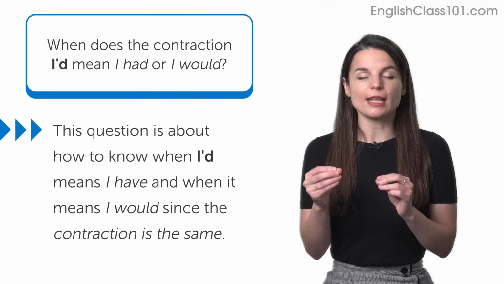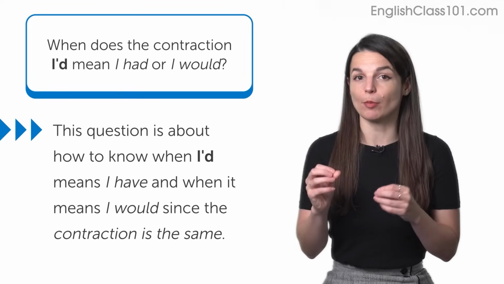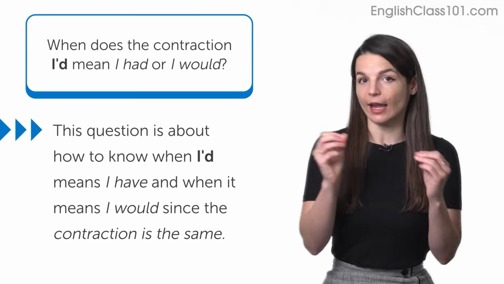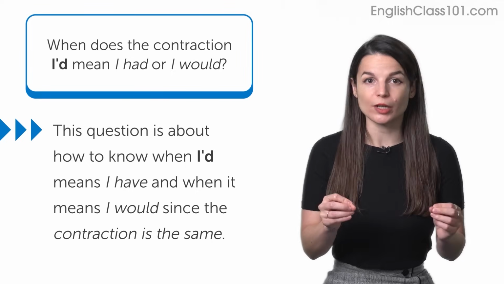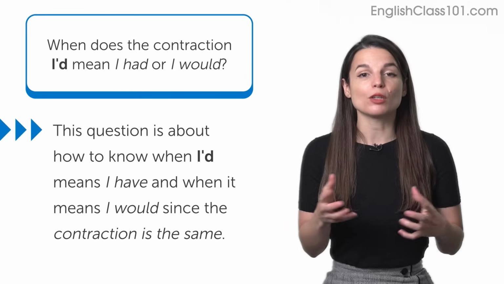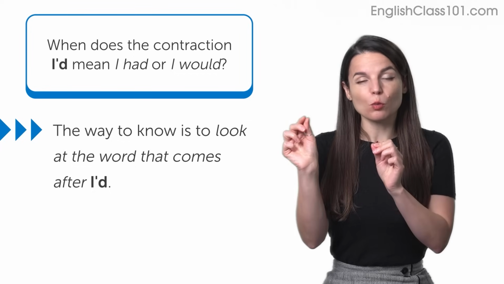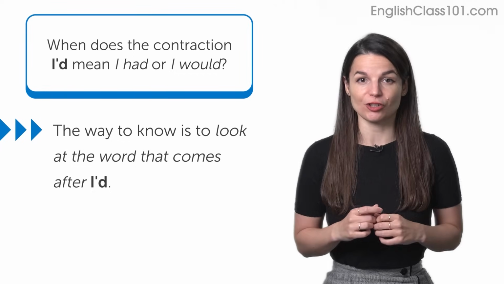So this question is about how to know when I'd, the contraction I-'-D, is I had, and when it's I would, because the contraction is the same, right? I'd and I'd can be used for the same thing. So the way to know is to look at the word that comes after the contraction.